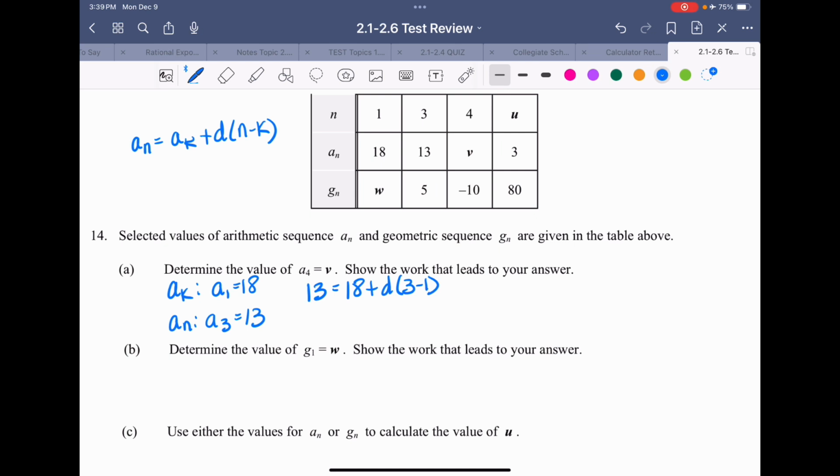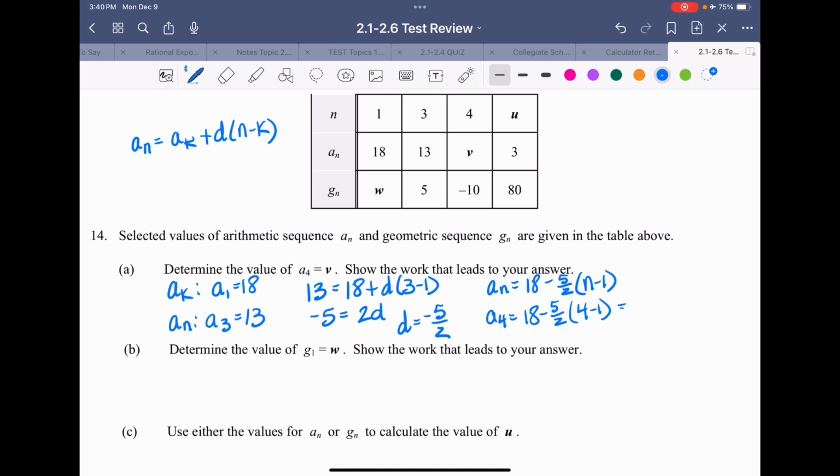So this is going to give me negative 5 equals 2d. So d is equal to negative 5/2. All right, so now I can write my little equation and have that a sub n is equal to a sub k, which is 18, minus 5/2 times n minus 1. So that when I go to find a sub 4, this will give me 18 minus 5 halves times 4 minus 1.